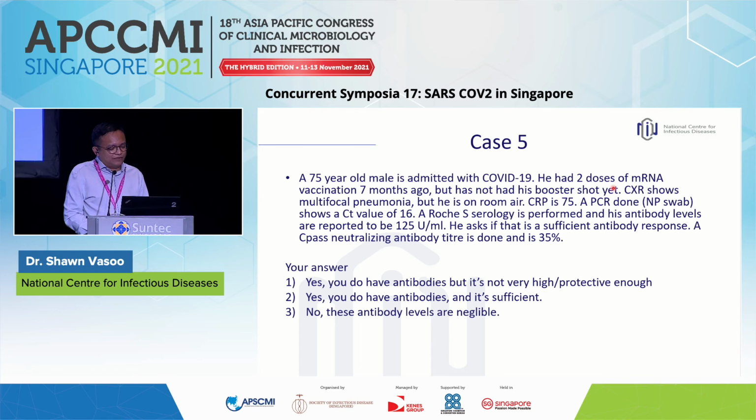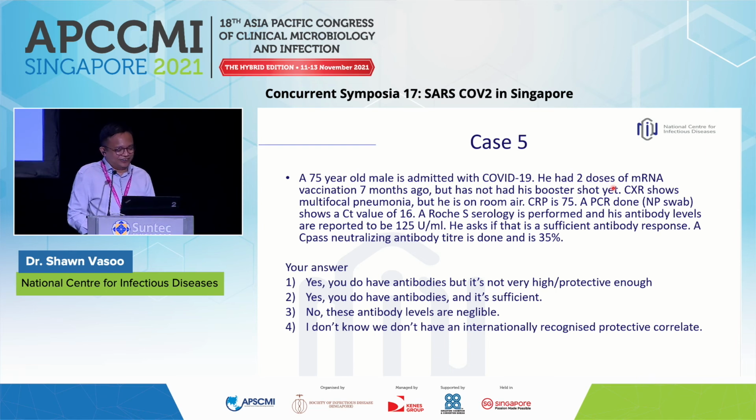Number 1, yes, you do have antibodies, but it's not high or protective enough. Number 2, yes, you do, and it's sufficient. Number 3, no, you have a negligible response. Or number 4, I don't know. We don't have an internationally recognized protective correlate.